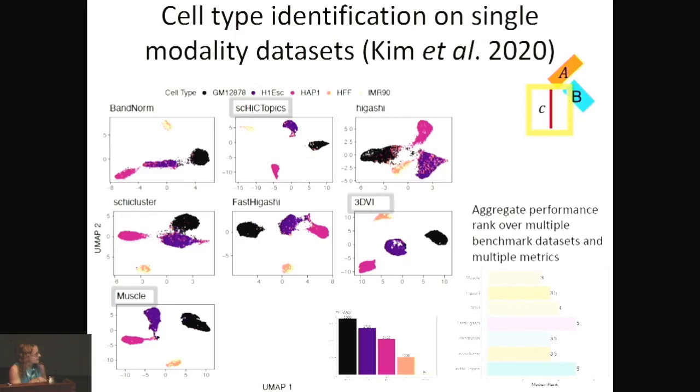When we apply these methods to many other single-cell scHiC data sets and evaluate using different metrics, and then look at the rank of these methods, we see that many methods actually perform pretty similarly, and then maybe muscle edges out with a slightly better rank.